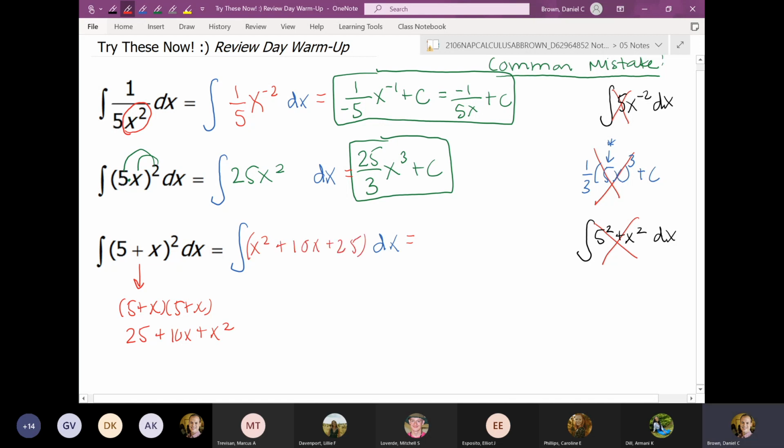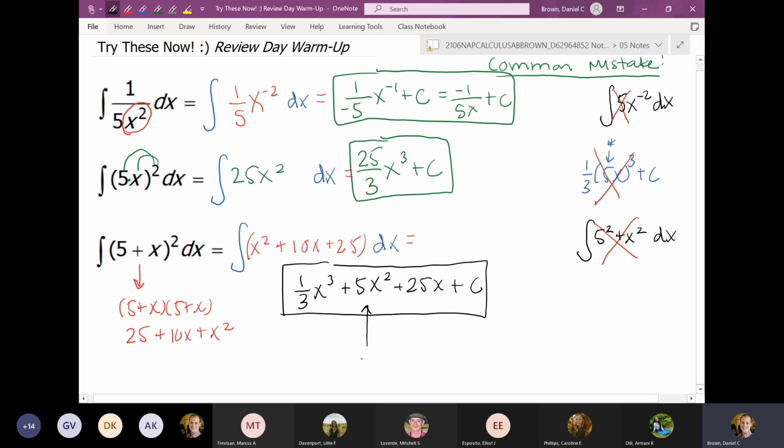So now that we have the correct antiderivative, actually we have the correct integrand, we can find the correct antiderivative. So we'd have 1/3 of x cubed. That would become an x squared, 10 divided by 2 is 5, plus 25x, and then our plus c. That 5x squared did come from the term 10 over 2x squared, and honestly, if you left it like that, I would give you full credit for that second term.